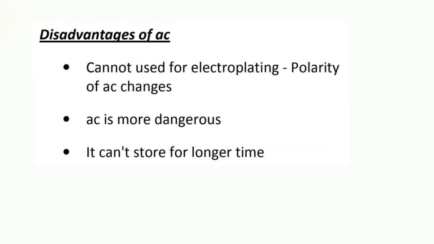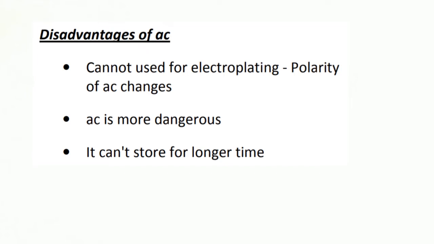Disadvantages of alternating current. It cannot be used for electroplating. Polarity of AC changes. AC is more dangerous. It cannot be stored for long time.